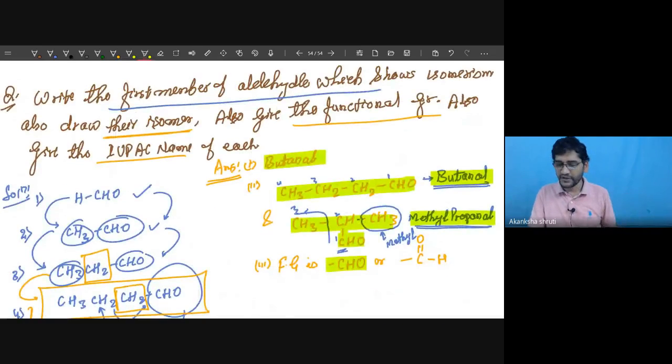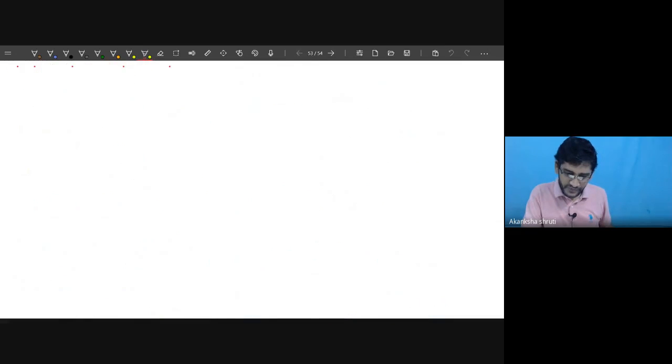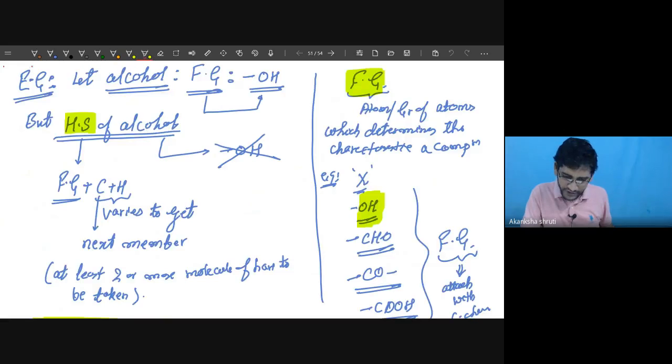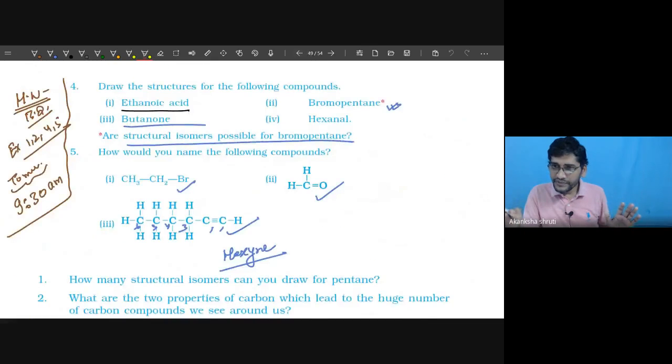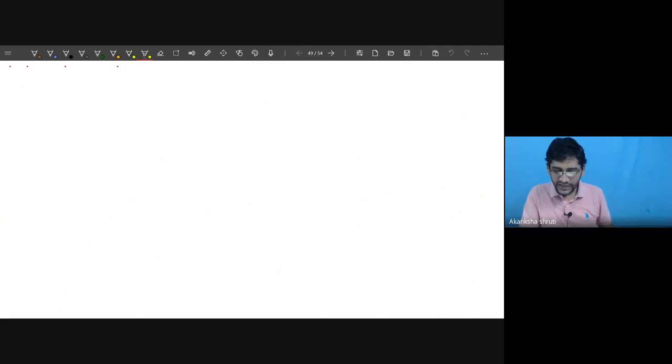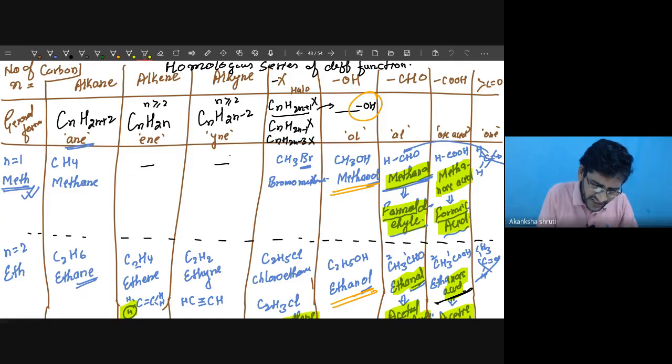This was all about our functional group. Everything I have explained. Now students, what are the different homologous series for different functional groups? Here it is written. Ready? So it is the homologous series for different functional groups, along with the name and everything we have written here.